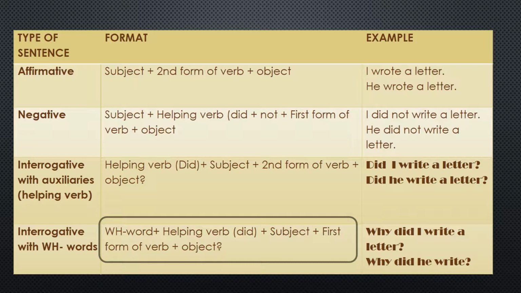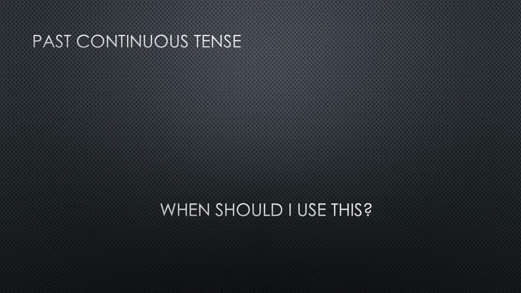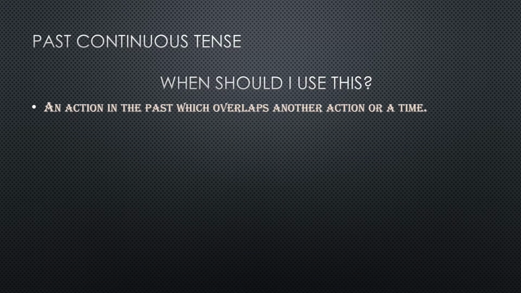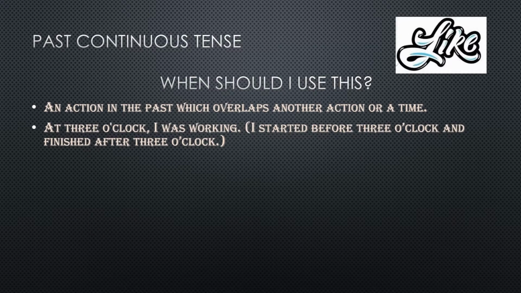The next kind of past tense is past continuous tense. When should I use past continuous? Past continuous is used for an action in the past which overlaps another action or a time. Like at 3 o'clock, I was working, means I started before 3 o'clock and finished after 3 o'clock.